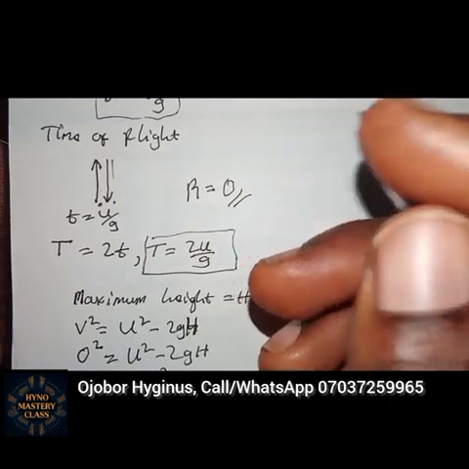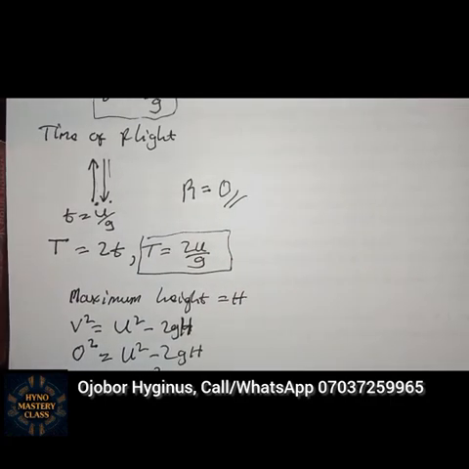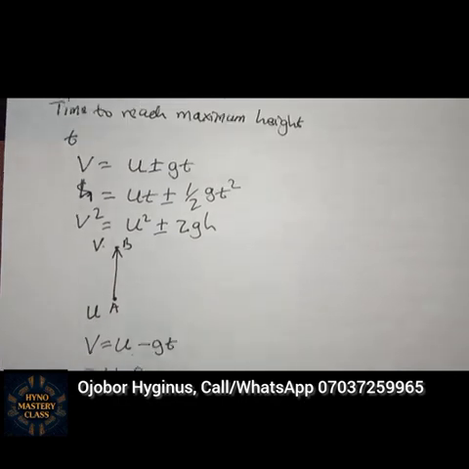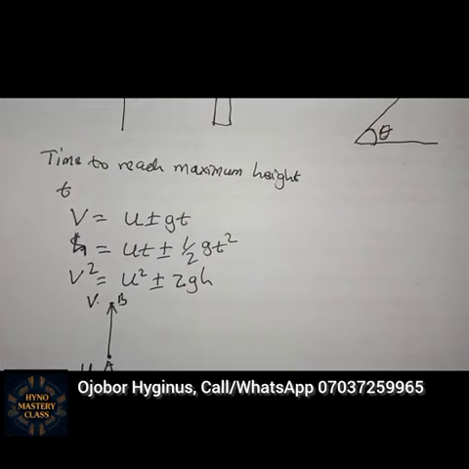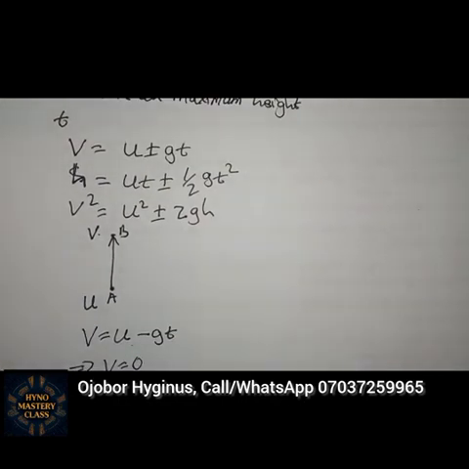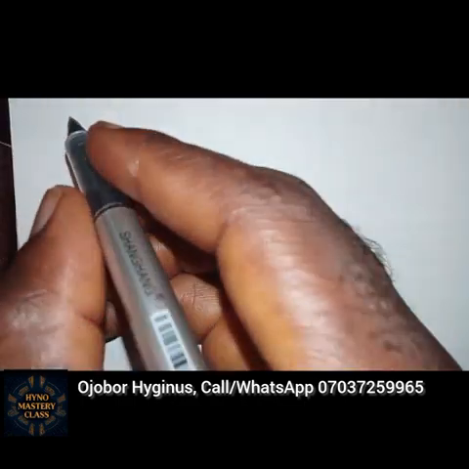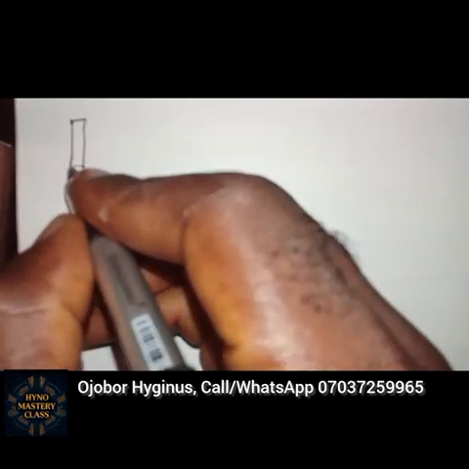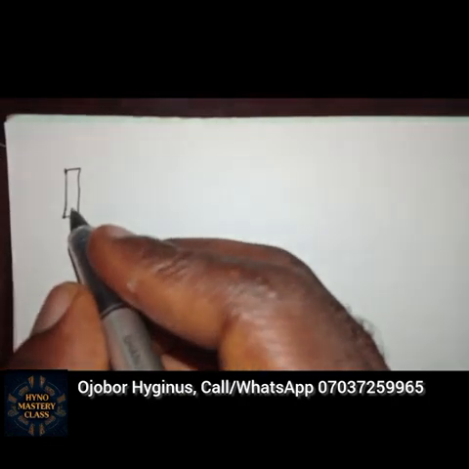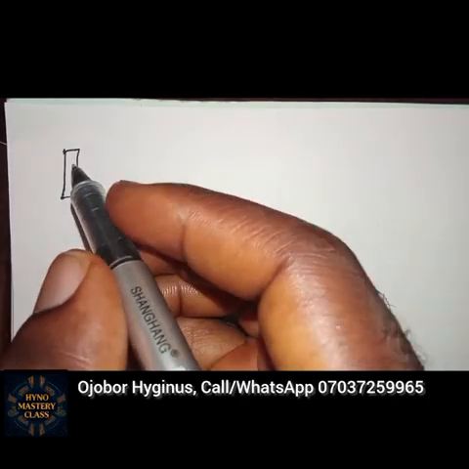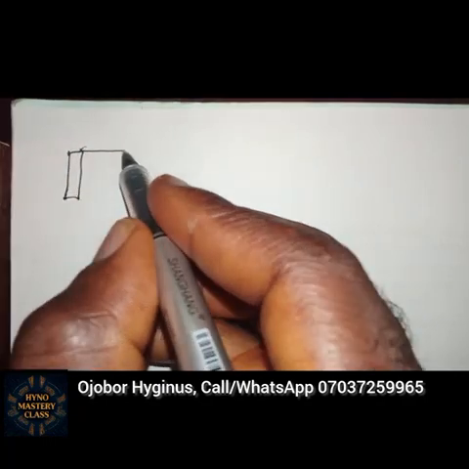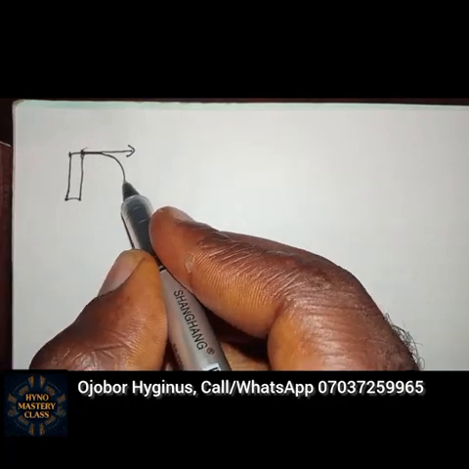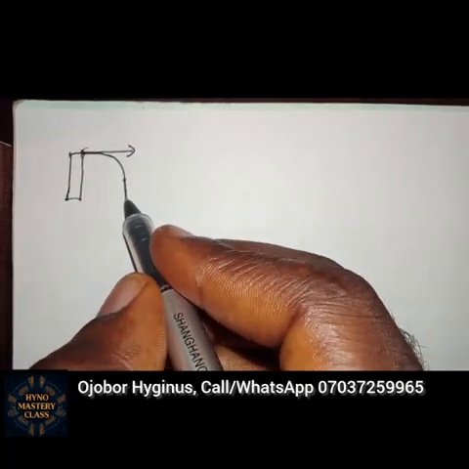So having known these quantities for a body projected vertically upwards, let us look at the relation for a body projected horizontally. If a body is projected horizontally, remember I told you that in a horizontal projection, it must come from a certain height. It cannot come from the ground. So a horizontal projection must come from a height. If a body is projected horizontally from this height, it will definitely move a bit before it will start falling, because gravity will start acting on it.